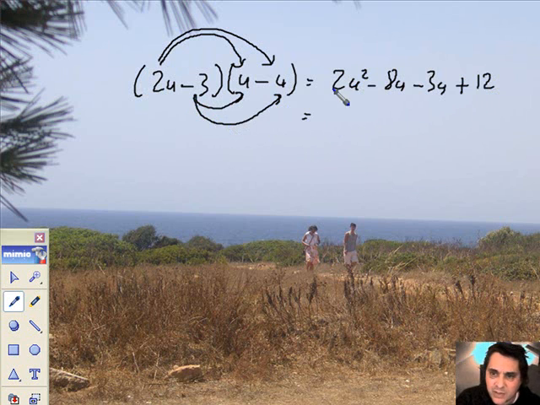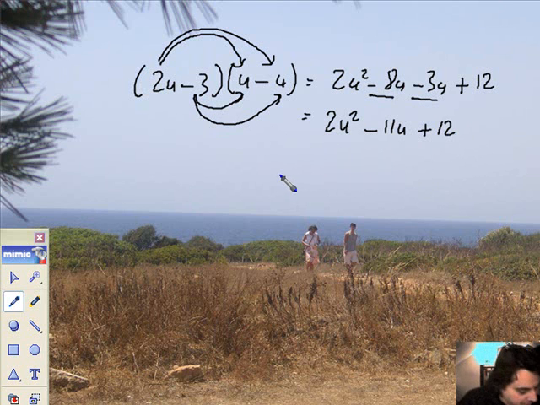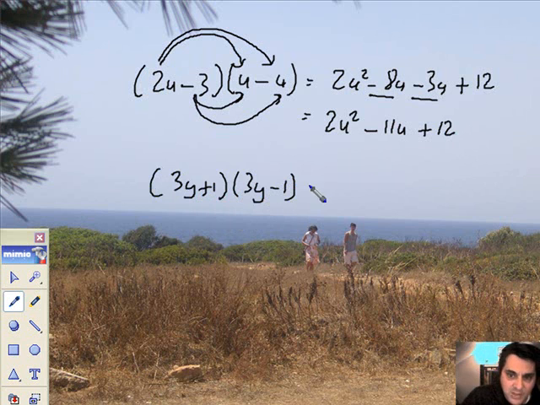Let's squish it up. I've got 2u squared. I've got minus 8 minus 3 is minus 11u's as different and distinct terms from u squared, and we've got plus the 12 at the end, and that won't get any more simple than that. Right, I'll take one from question 3 as well. I'll do the last one since it's likely to be the more challenging one. 3y plus 1 multiplied by 3y minus 1.